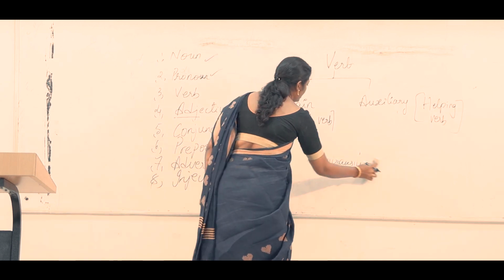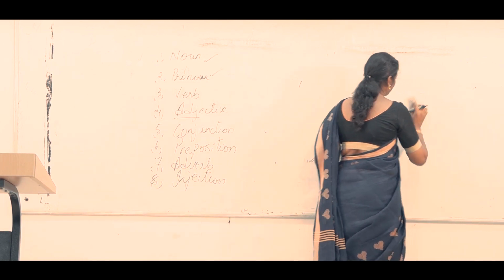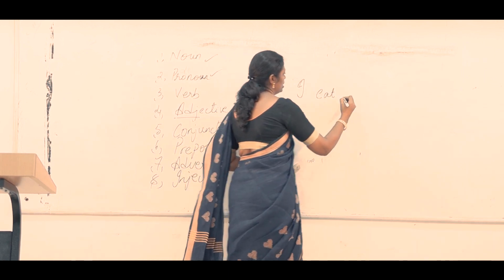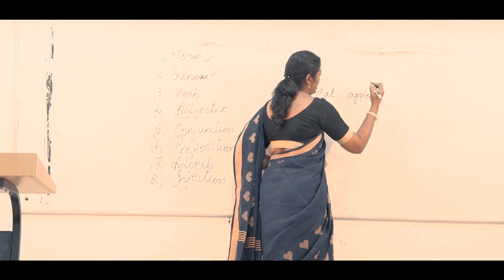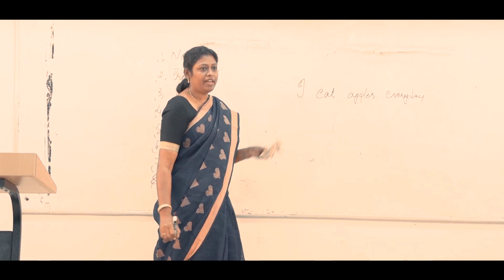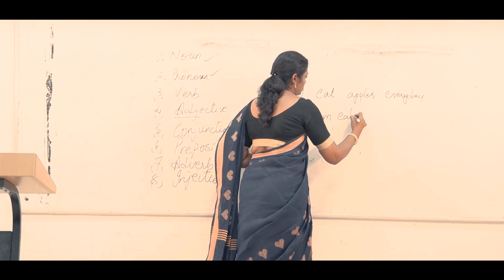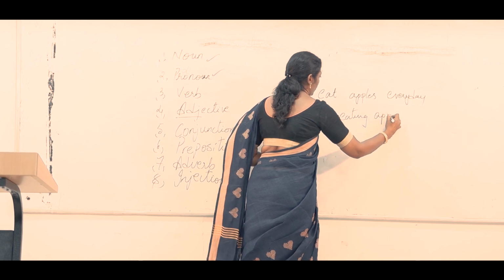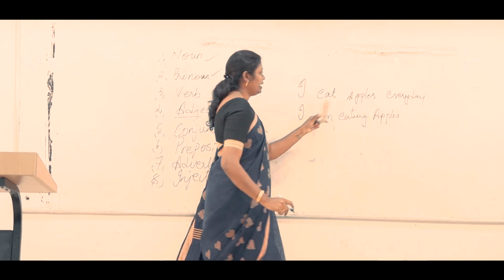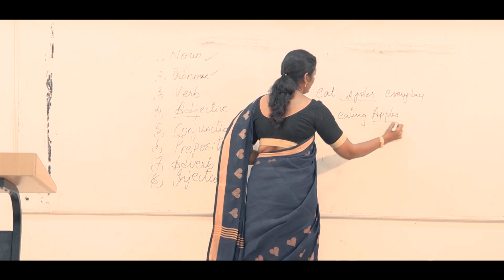Now, what do you mean by transitive verb and intransitive verb? I'm going to give you a very simple example, guys. I say, I eat apples every day. I eat apples every day. Now, the same sentence I write as, I'm eating apples. So when you focus here, look at it, guys.